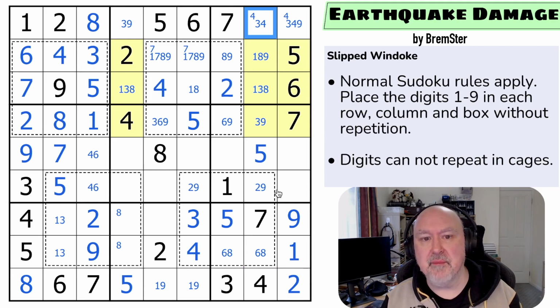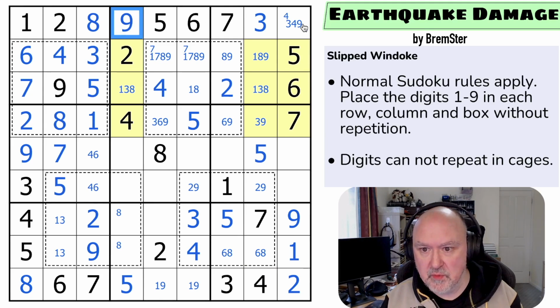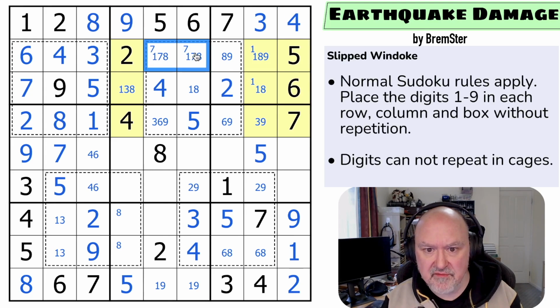The 4 is looking up. That's been resolved forever. That's the 3, which makes that the 9, which makes that the 4. The 3 comes out of here. 1 is in one of those two. The 9 takes 9 out of those. So this is a 1, 7, 8 triple.